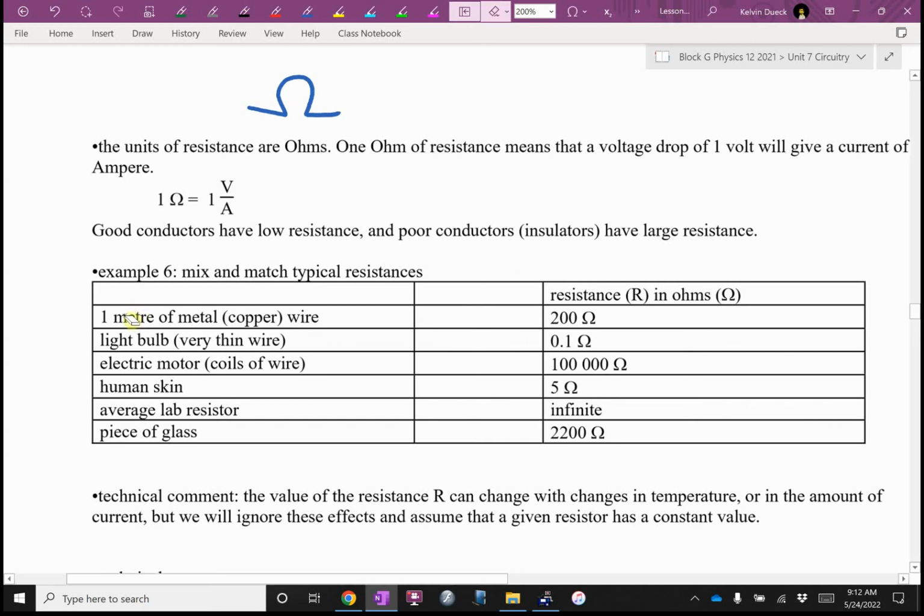Out of these 6 things, which one does not admit electricity at all? Which one would have an infinite resistance? Which one of those is an insulator? Metal wire, light bulb, electric motor, human skin, lab resistor, or piece of glass?